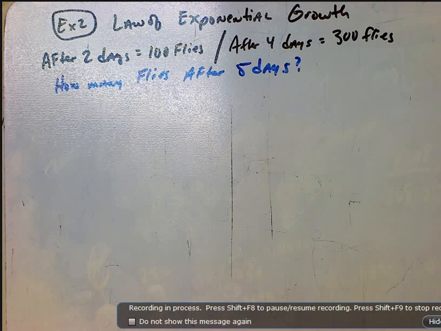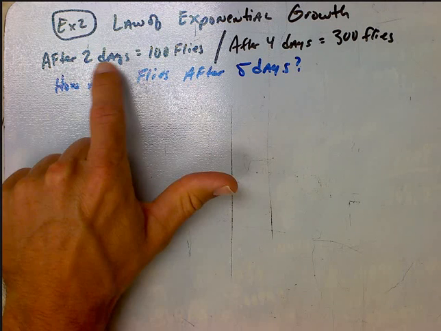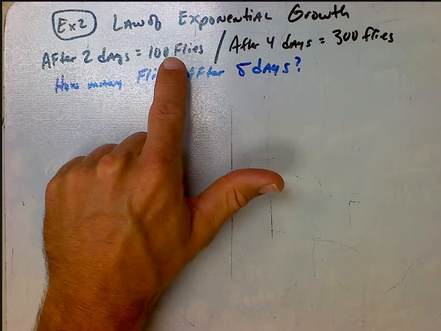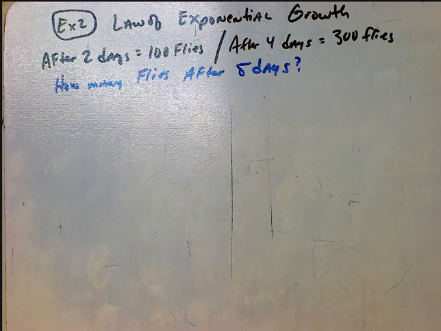Okay, example 2 is an exponential law of exponential growth, and it says that in a research experiment, a population of fruit flies is increasing according to exponential growth. It says after 2 days there's 100 flies, after 4 days there's 300 flies, and we want to know how many flies there are after 5 days.